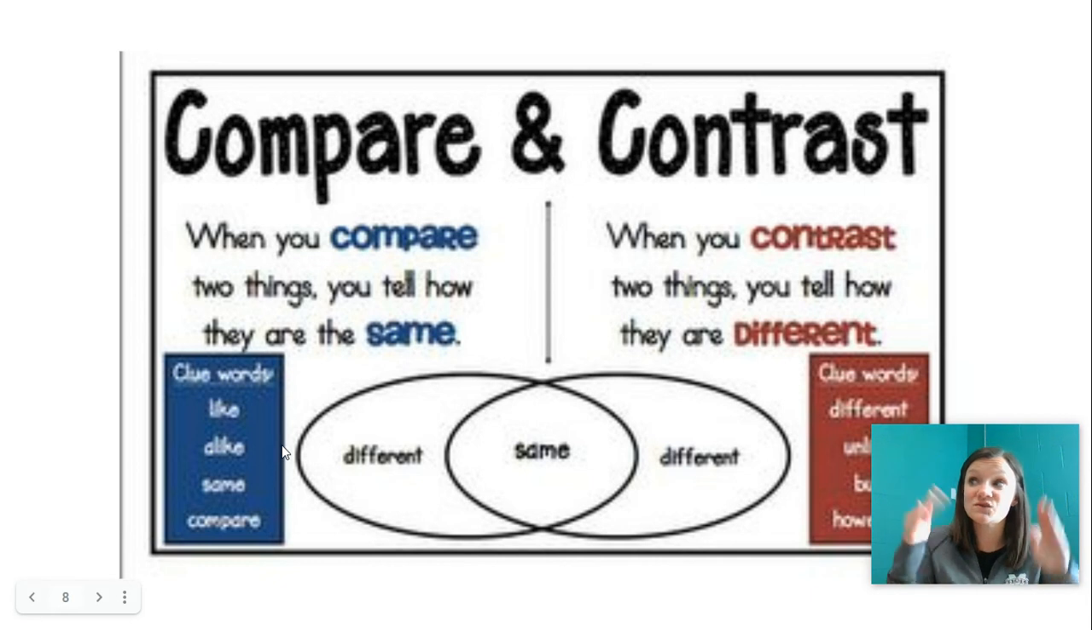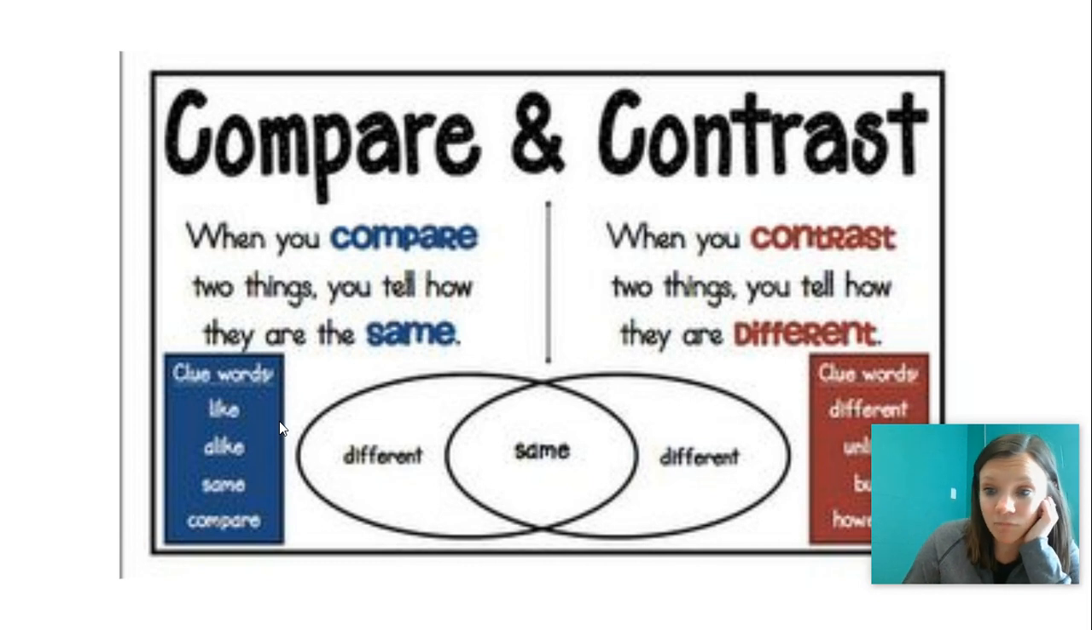Some ways that we can express that in complete sentences to talk about how things are the same, we can use words like same, alike, like.